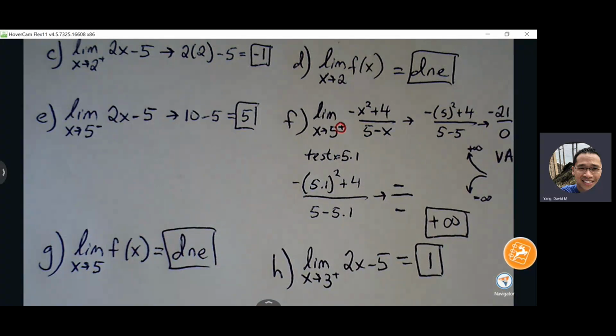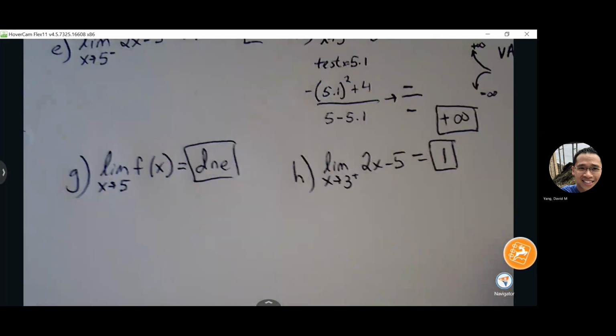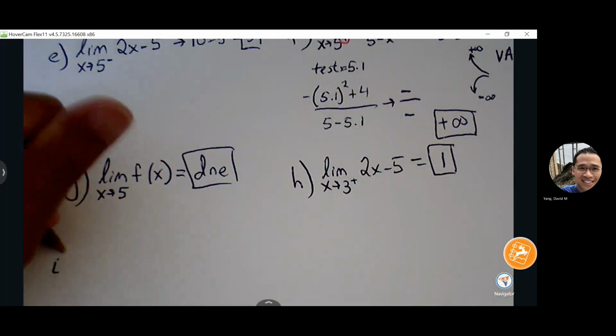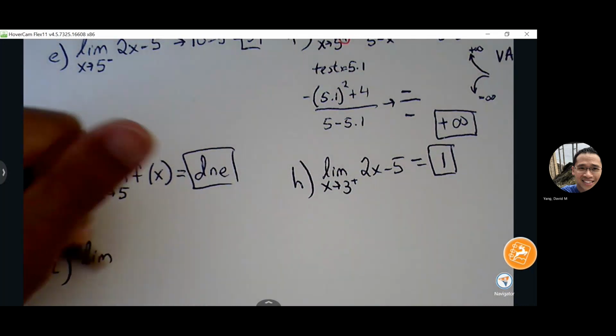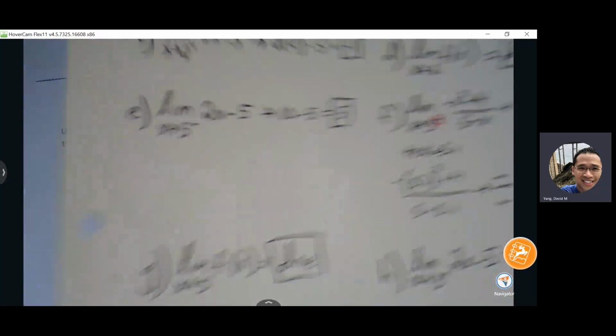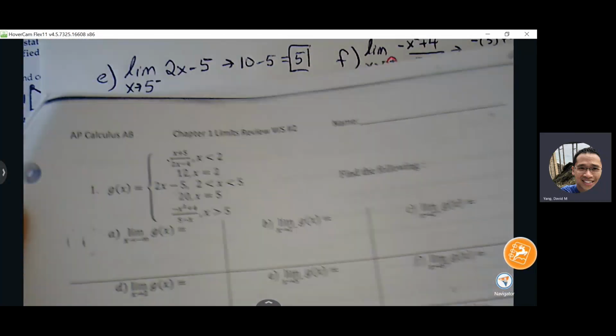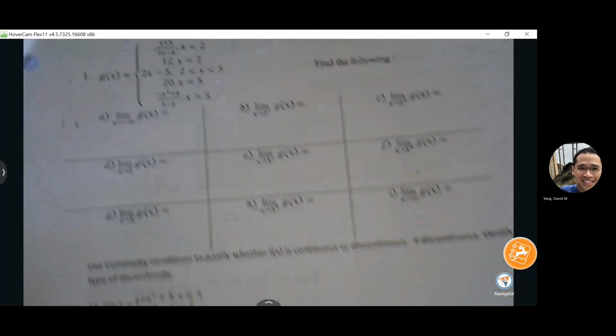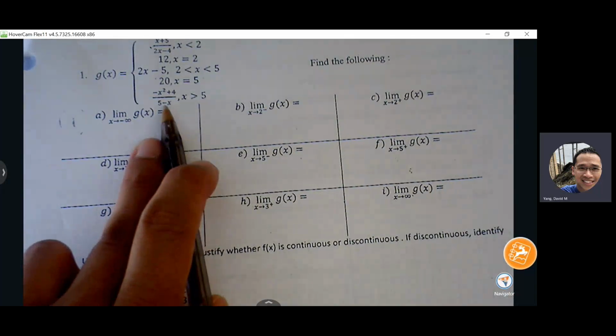For h, find the appropriate piecewise function, which is 2x minus 5. Insert the 3 in, we get a real number. That's our limit, nothing more to do. Okay, for I, limit approaching positive infinity, which piecewise function? Good, the last one.